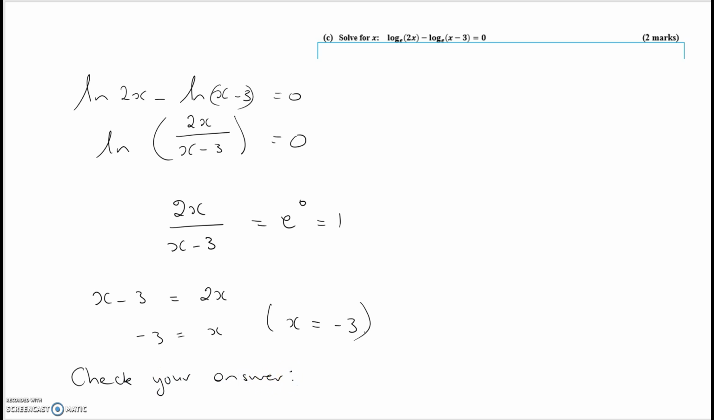This isn't possible because you're trying to find, for example, the log of 2 times negative 3 minus the natural log of negative 3 minus 3. We can't find the log of a negative number, so there is no solution, and that's fine. Sometimes there just isn't.